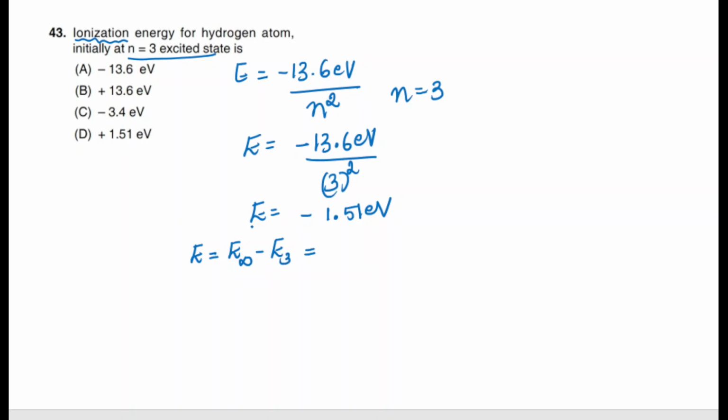So energy at infinite means if we substitute the value of n equal to infinite, minus 13.6 electron volt divided by infinite square will be 0, minus of E3. This is the value for E3. So E3 is equal to minus 1.51 electron volt. So minus of minus will be plus. Plus 1.51 electron volt is the right answer. So which is the right option? Option D is the right answer.